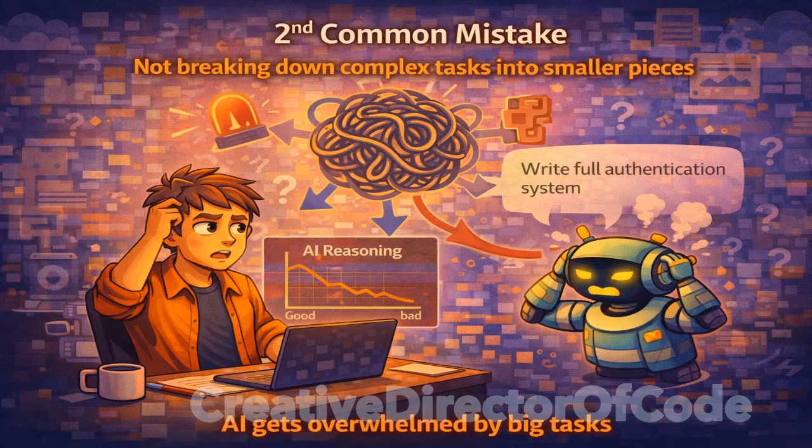The second mistake is trying to solve everything in one shot. You ask the AI to build a full authentication system or implement this entire feature, and you expect it to just handle the whole thing end to end. It's understandable. The AI seems capable enough, so why not let it take a big swing? But here's the reality. AI reasoning degrades as task complexity and scope increase. The bigger the problem, the more likely it is to lose track of details, make inconsistent choices, or quietly introduce errors that compound across steps.